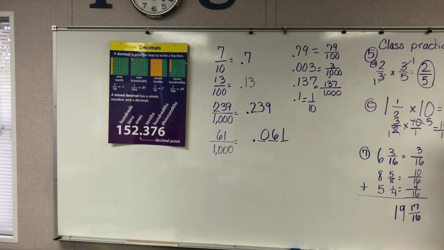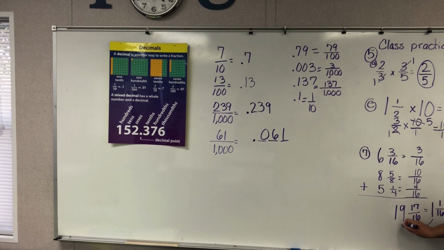Can we leave it that way, boys and girls? No, we can't. We must change this improper fraction to a mixed number. 17 divided by 16 goes one whole time, and you are left with 1/16. But then we need to add it to the 19. So we are left with 20 and 1/16.